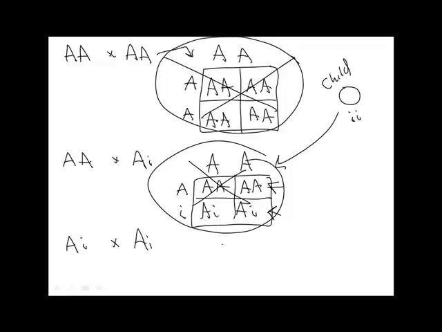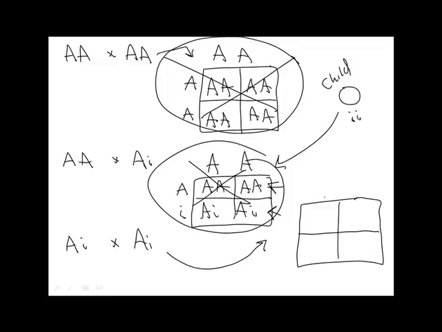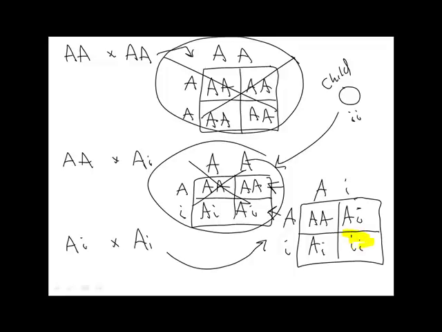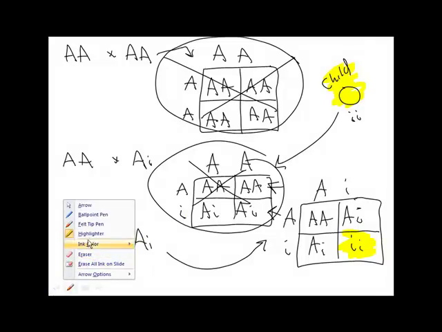I wish I left a little more room here. Maybe I'll do it up here. I'll do it over here. So dad, AI, mom, AI. When we do our Punnett square, we have a possibility, let me get my highlighter, a possibility of a child with type O blood. Looks like there's 1, 2, 3, 4, 5, 6, 7, 8, 9, 10, 11, 12 possibilities and 1 out of 12 chance of that father producing a child.